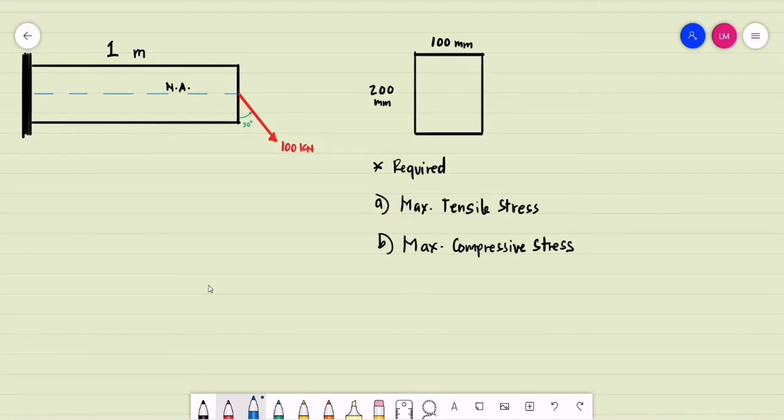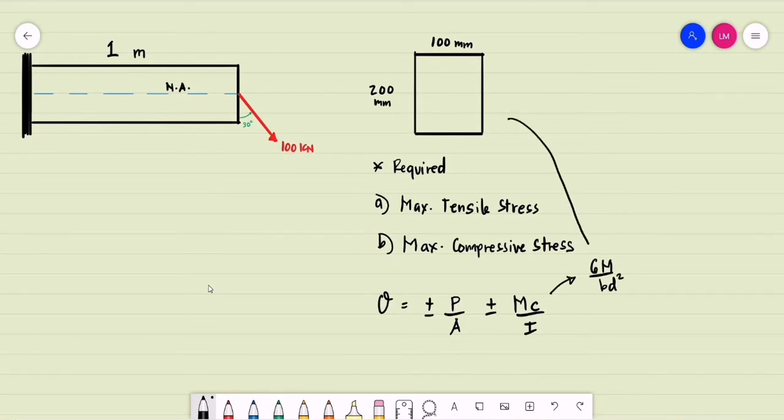How do we compute for combined stress? In terms of sigma, that is positive or negative axial stress, the force over area, then plus or minus the bending stress. The general formula is MC over I, or since we have a rectangular beam, we may use 6M over BD squared.